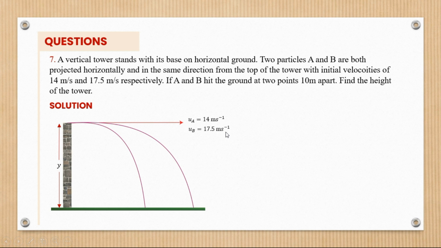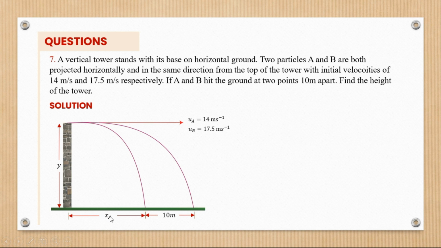Now we've been told something key, that A and B hit the ground at 2 points 10 meters apart, and we're being asked to find the height of the tower. So now we can actually see that A and B are going to be 10 meters apart.